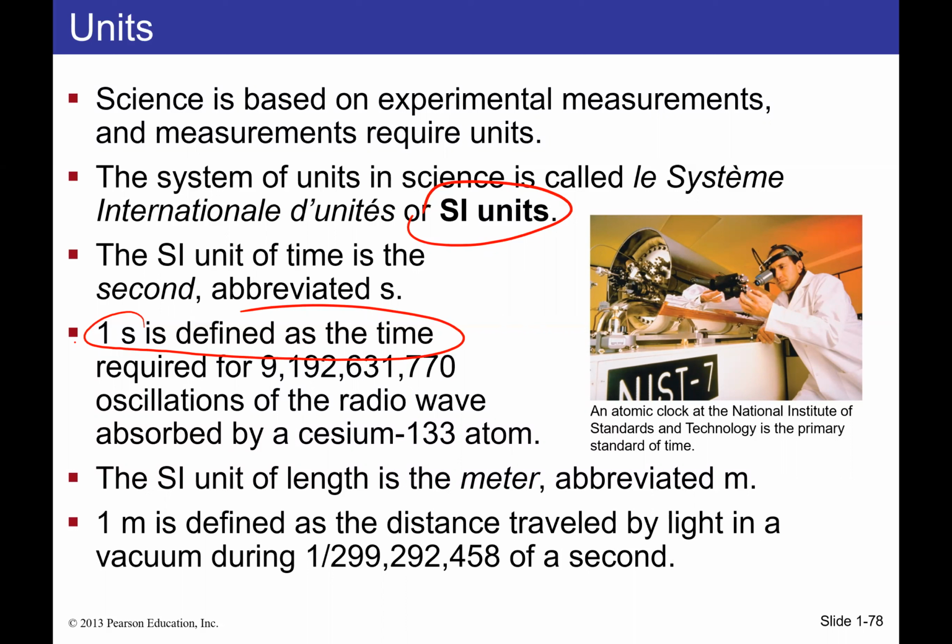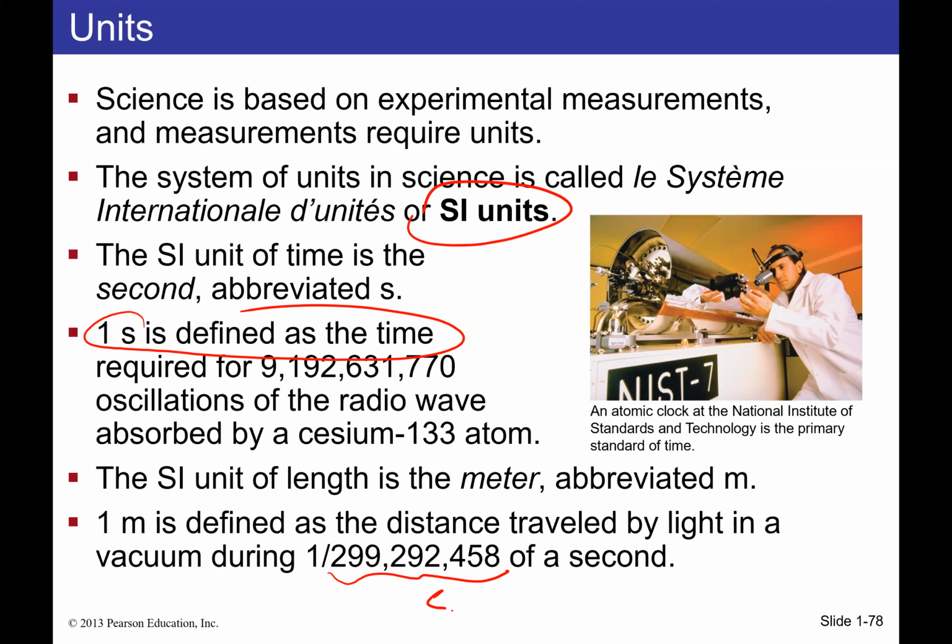1 meter is defined as the distance traveled by light in a vacuum during 1/299,792,458 of a second, which technically is nothing but the speed of light in vacuum. So 1 divided by the speed of light basically gives us the actual definition of 1 meter.